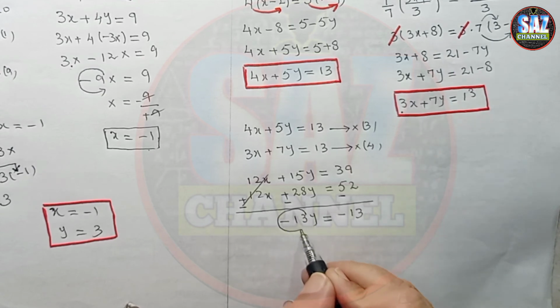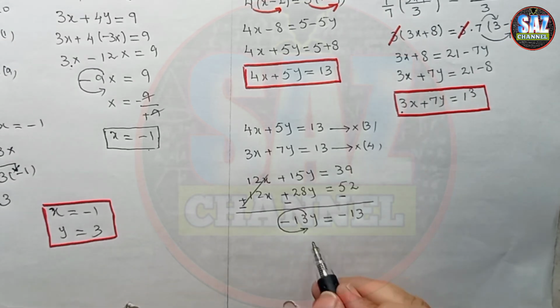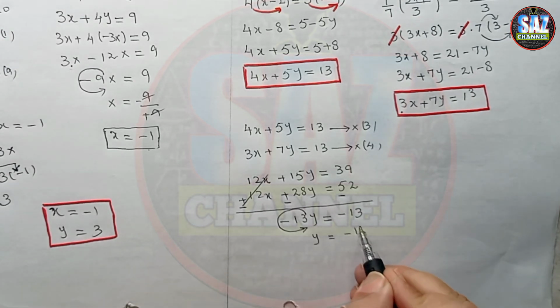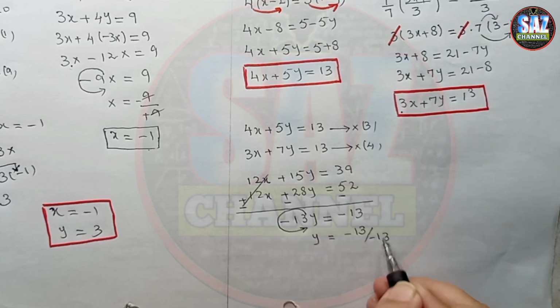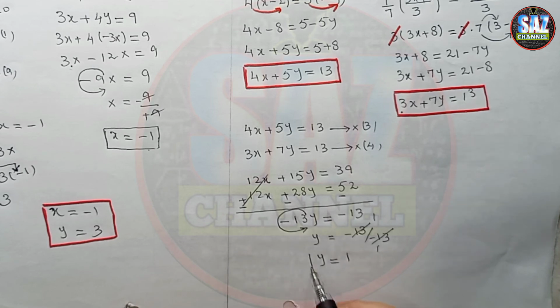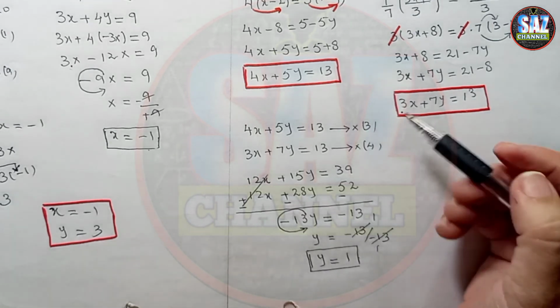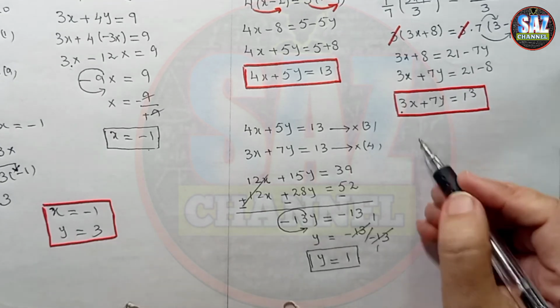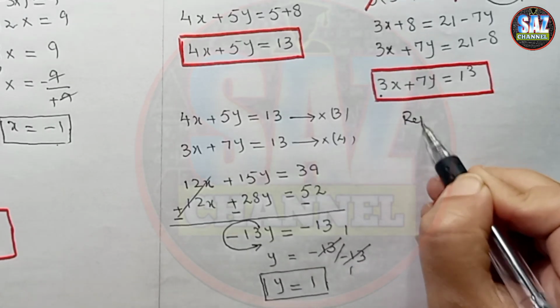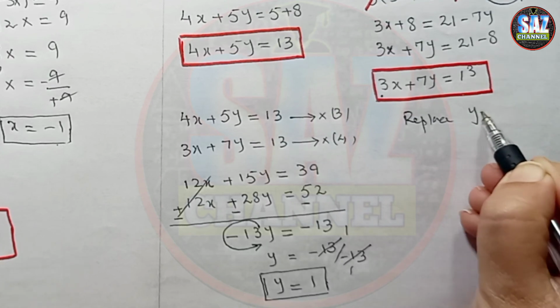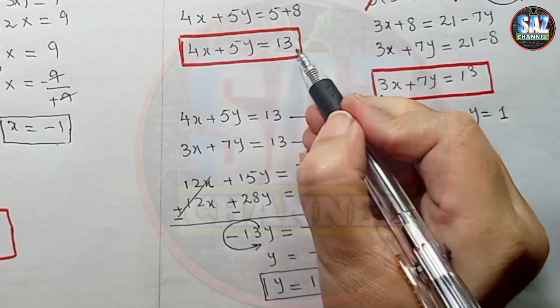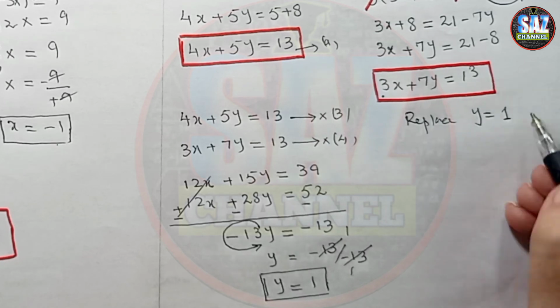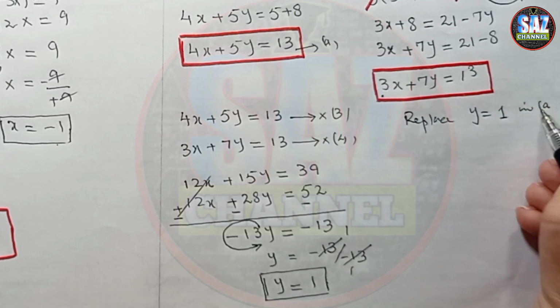Now in order to get the value of y, I have to shift this 13 to the other side. It will take the form minus 13 by 13, 13 ones and 13 ones. Value of y is 1. I'm getting the value of one of the variables. So in order to get the value of the other variable, replace y equals 1 in equation A. It's always good to give some name like A.